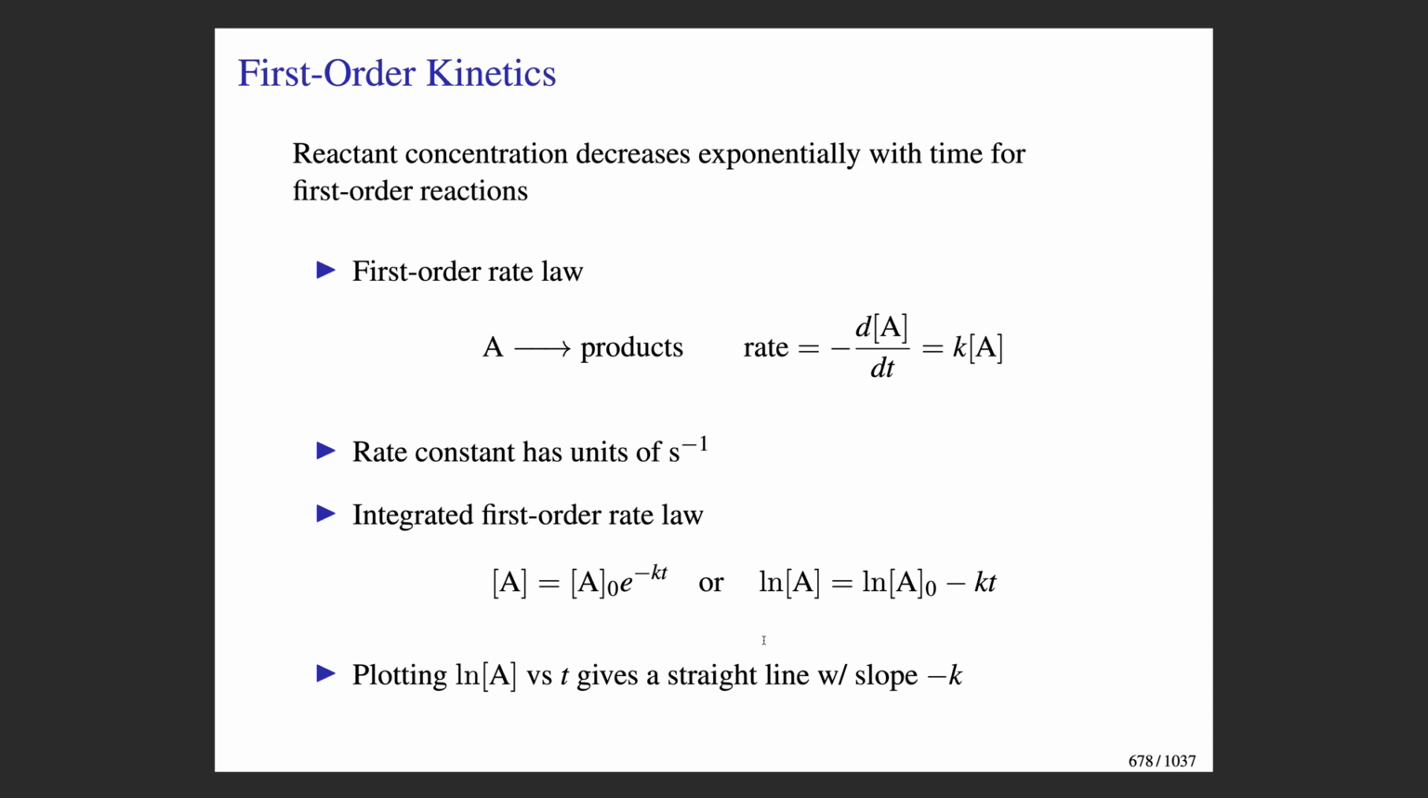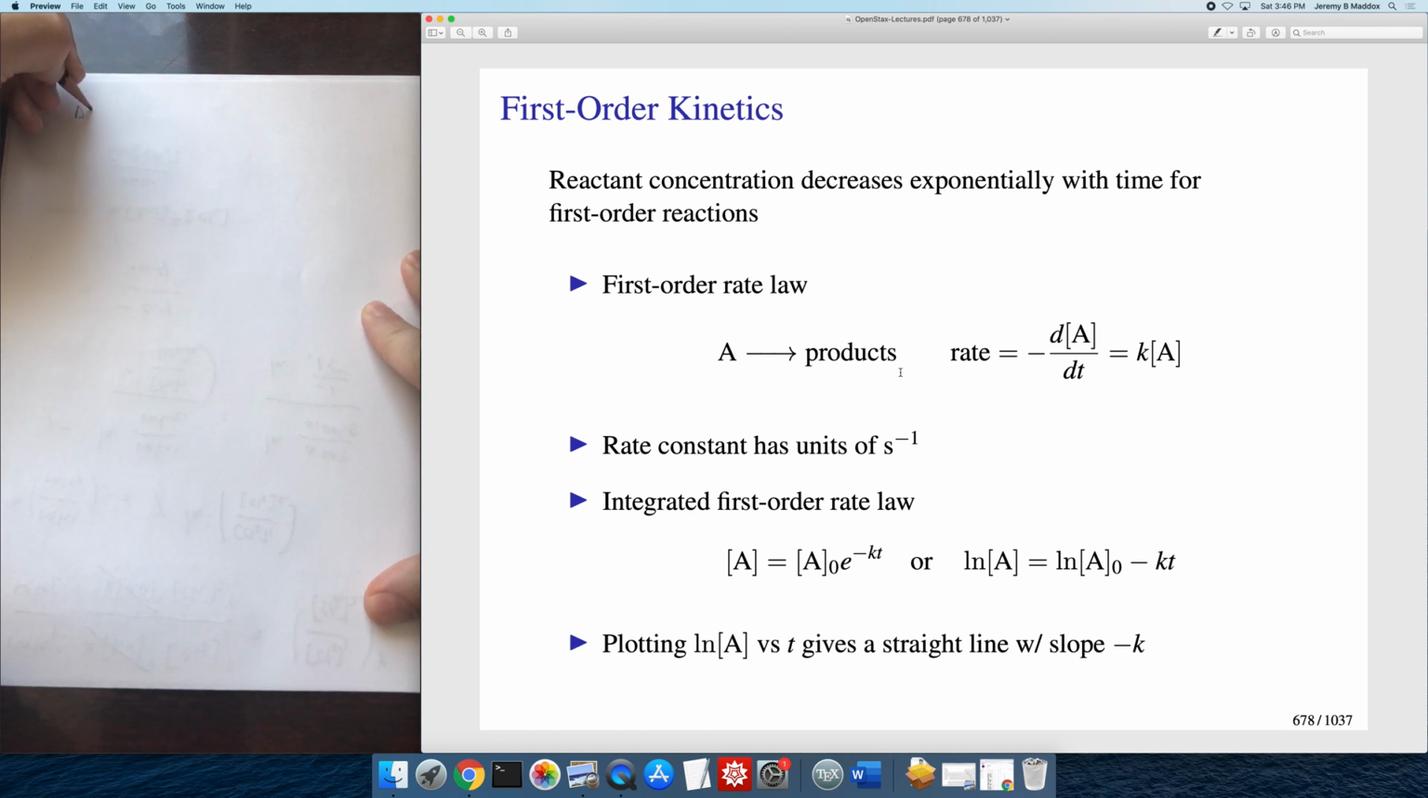So the hallmark of first-order kinetics is that the concentration of the reactant decreases exponentially with time. Okay? So here is the generic reaction. Its form doesn't really matter. We just know that it's a first-order reaction. So from the rate, this is what we've studied previously, on the first lecture of this chapter. You can express the rate as minus 1 over the stoichiometric coefficient times the change in the concentration over the change in time.